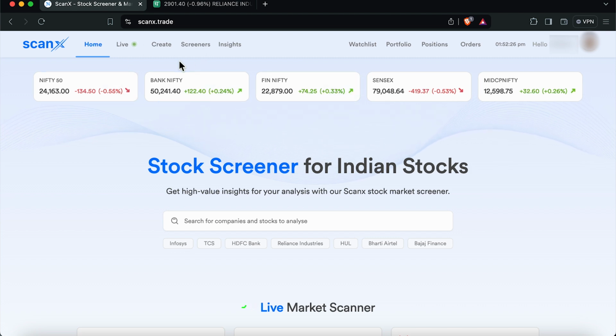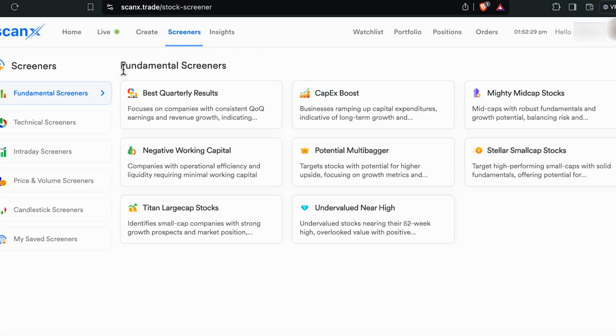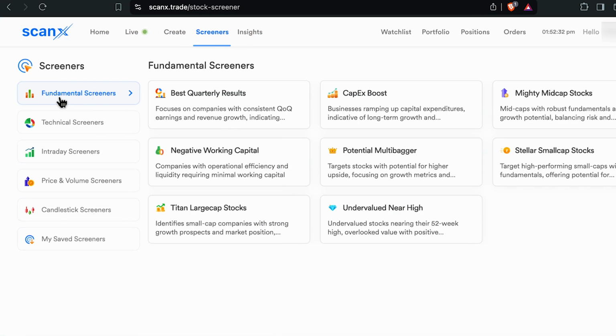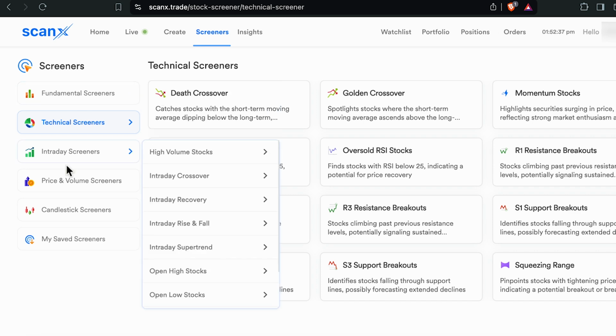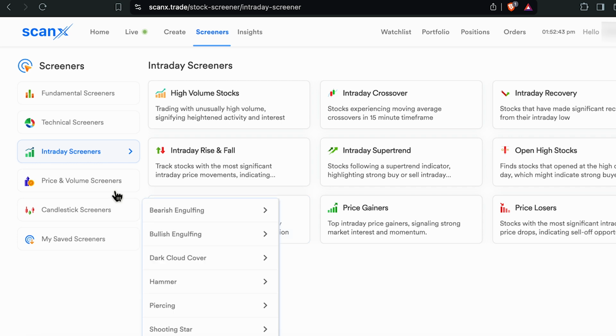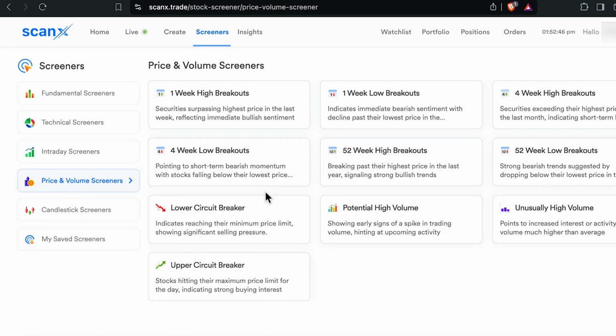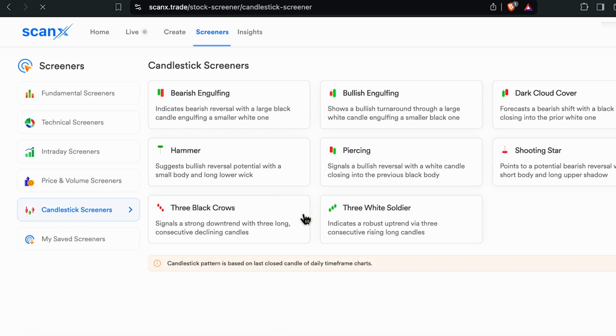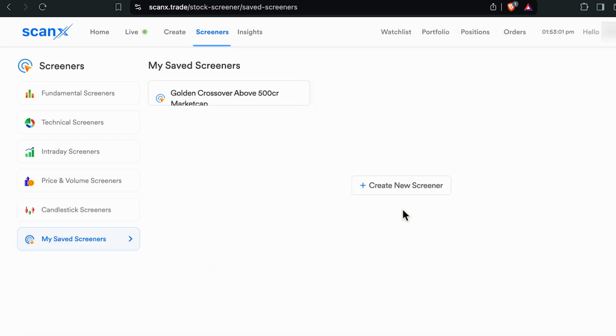Now, once you are on the ScanX platform, you will see screeners over here, and there are several kinds of screeners that you will find. So there are fundamental screeners which help you figure fundamentally strong stocks. There are a lot of technical screeners. Then there are intraday screeners with various intraday options over here. You have price and volume screeners, so something like 52-week high breakouts. There are candlestick screeners, different kinds of candlestick patterns, whichever stocks are forming, and you can have your own saved screeners where you have customized the screener for your own use, and I have in my previous videos shown you how to make that as well.